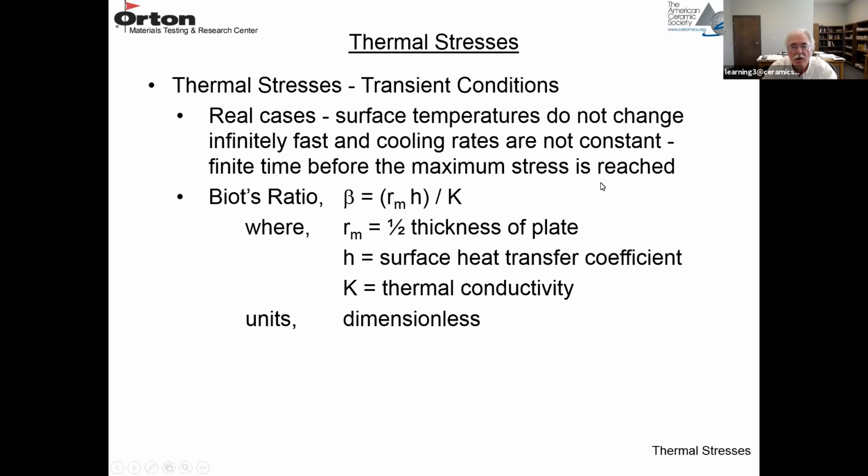So you have to look at another factor here called Biot's ratio. So that's beta equals Rm, which is half the thickness of the plate. We're still talking about a large infinite plate. H now is the surface heat transfer coefficient, and K is the thermal conductivity. This ratio is dimensionless. It has no units.